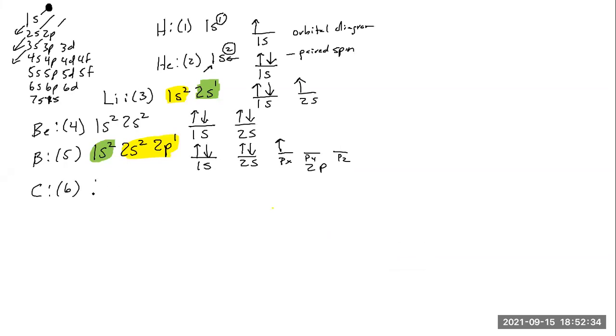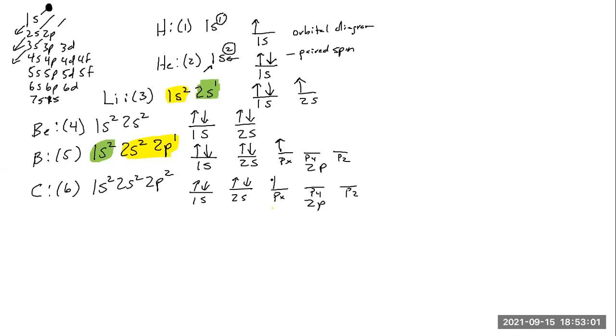Again, starting at the top, it would be 1s2, 2s2, 2p2 at this point. Again, we would have up, down, 2s, up and down. And just to show you how the electrons go into a subshell like this, the px, py, and pz.